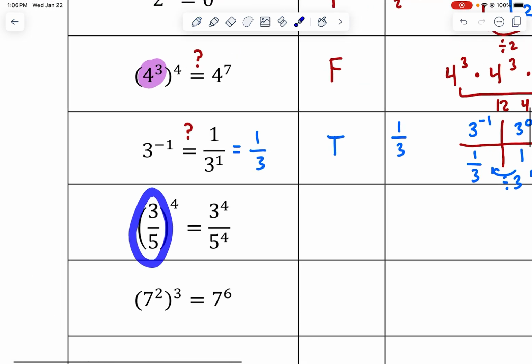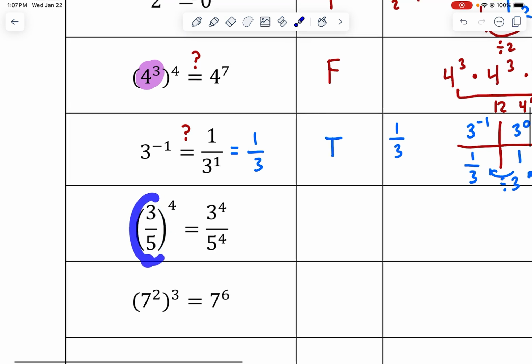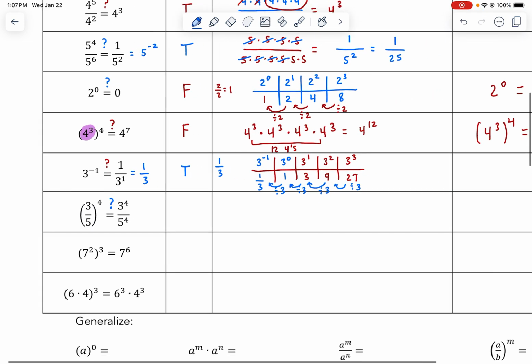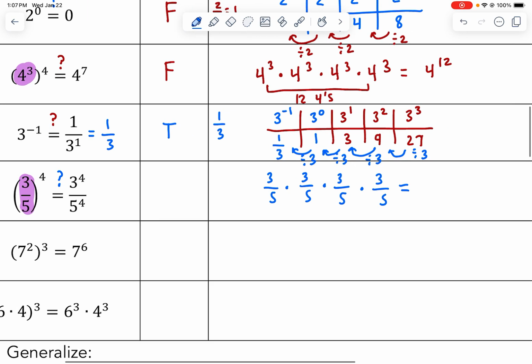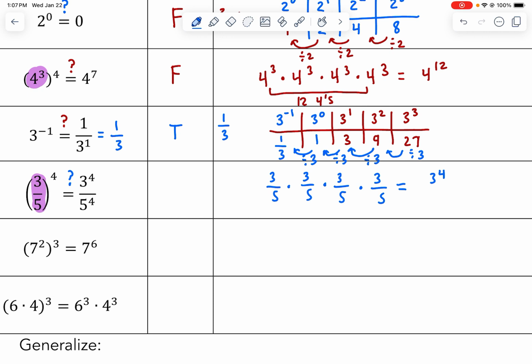Here we have 3 to the 5th, 3 over 5, 3/5, raised to the 4th power. We want to see if this is true. So here we can use that same analysis we said earlier with this. Here we have 3 to the 5th being multiplied by itself 4 times. Notice on the top we have 4 3s. That is the same thing as saying 3 to the 4th. And on the bottom we have 4 5s. That is the same thing as saying 5 to the 4th power.